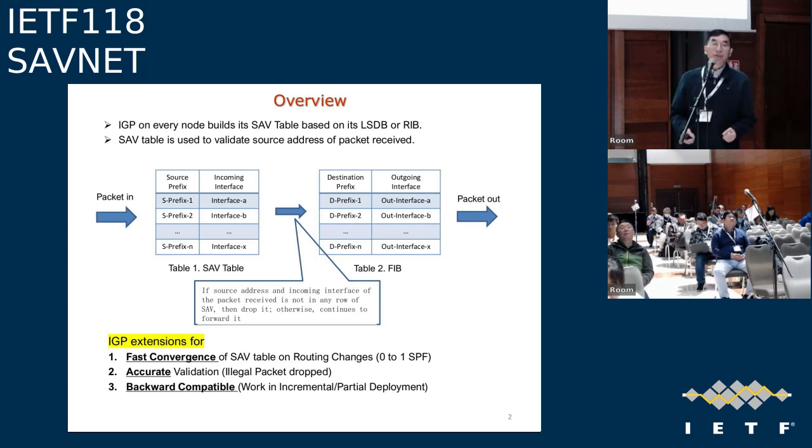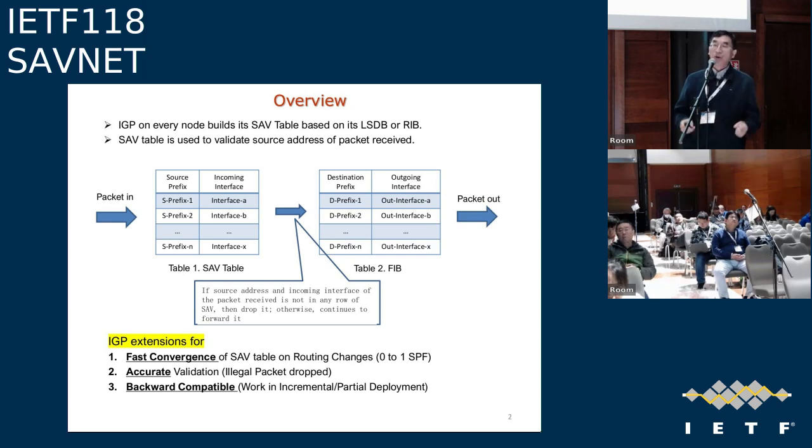IGP on every node will build its SAV table based on the link state database and the routing table. This table will be sent to the data plane and used to validate packets. Basically, for each packet received, if the source address of that packet and the incoming interface is not in any row of the SAV table, that packet will be dropped.